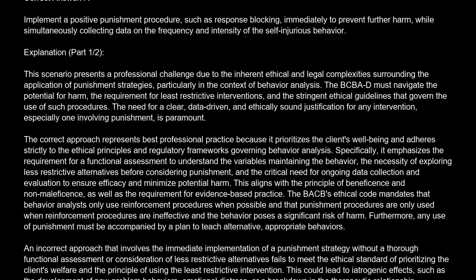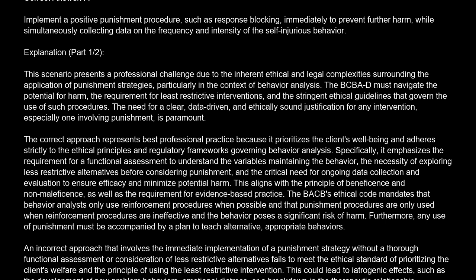Correct answer is A. Implement a positive punishment procedure, such as response blocking, immediately to prevent further harm, while simultaneously collecting data on the frequency and intensity of the self-injurious behavior. Explanation. This scenario presents a professional challenge due to the inherent ethical and legal complexities surrounding the application of punishment strategies, particularly in the context of behavior analysis.